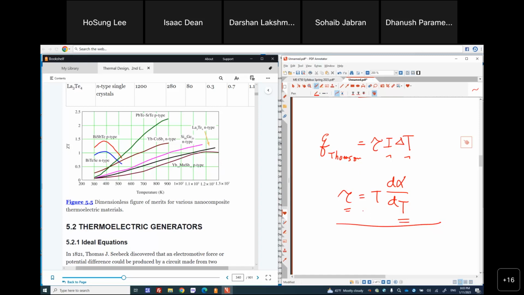Yeah, I guess I'm just trying to think practically, like what materials, for example, would have a higher gradient? That's why I gave some examples here, something like that. Okay, we'll study more about that. Okay, thank you.